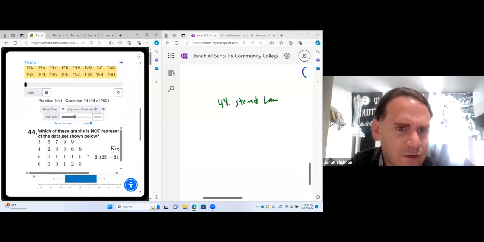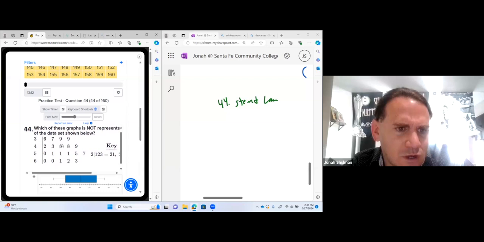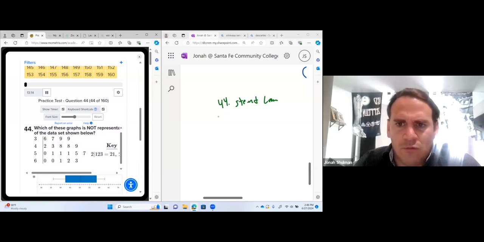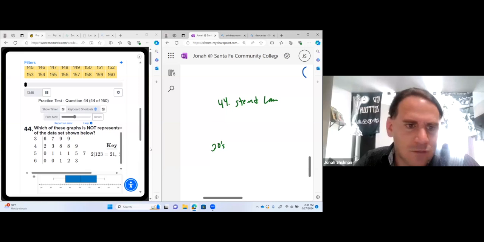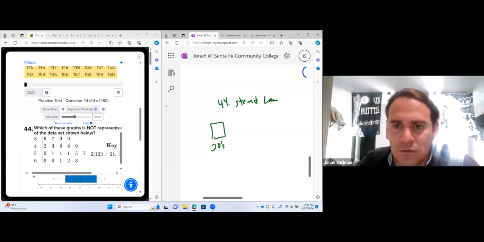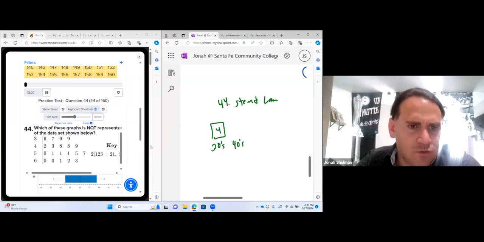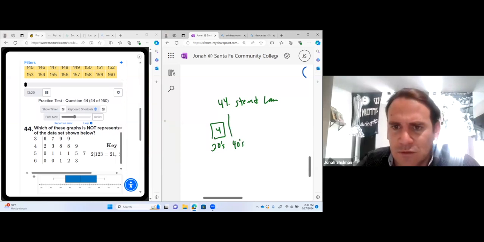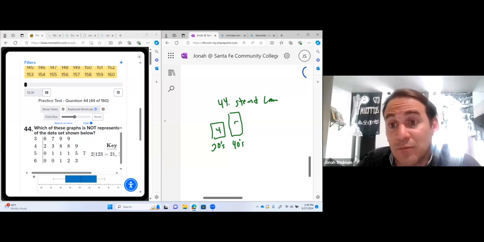And we'll have to figure it out, right? So here we go. For our 30s, how many terms do we have? 1, 2, 3, 4. We have 4 terms in the 30s. In the 40s, how many terms? 1, 2, 3, 4, 5. 5 terms. I'm drawing a histogram right now, which is just a bar graph.